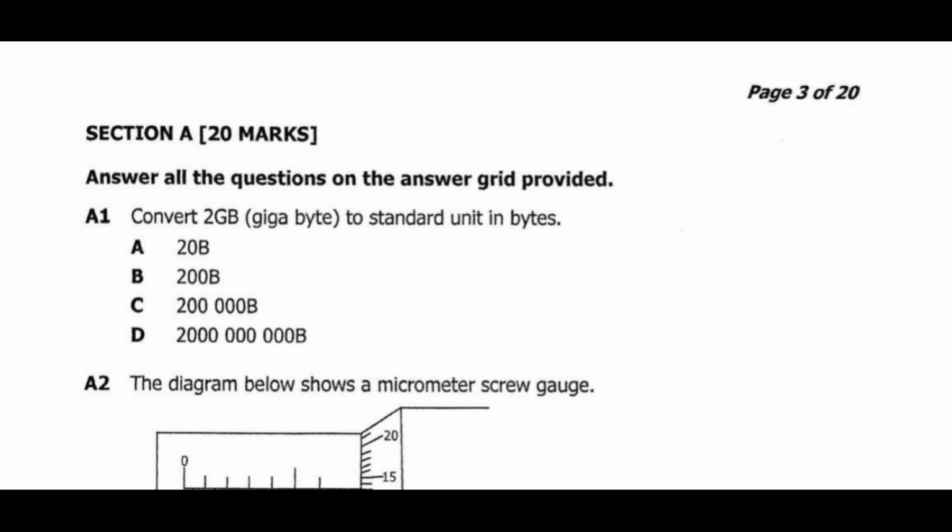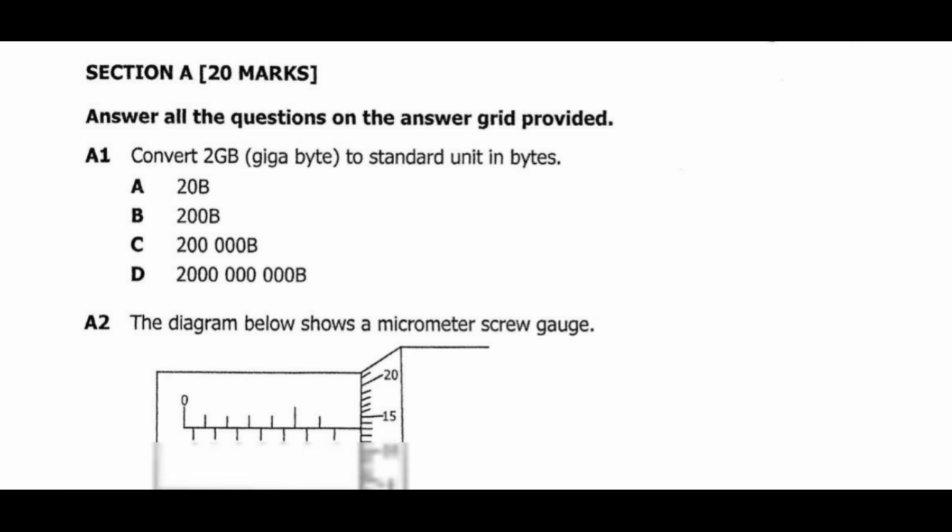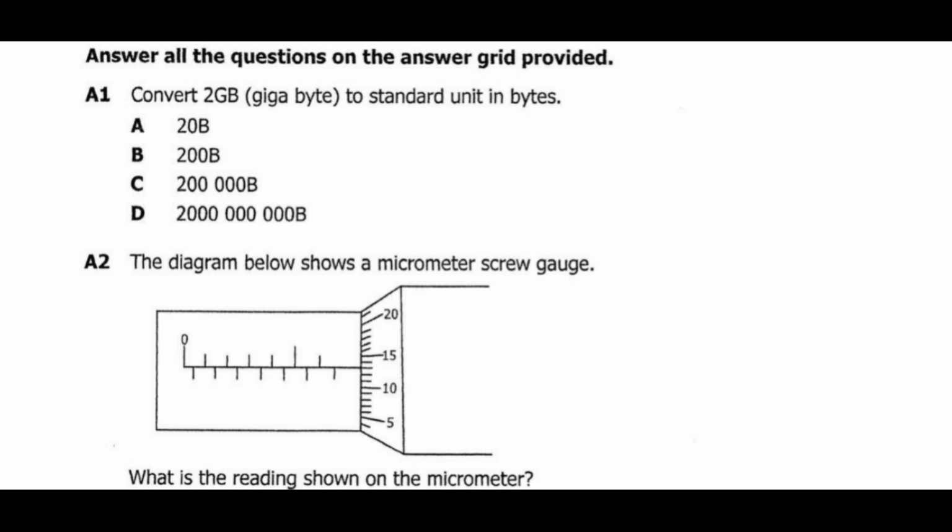Then let's look at the first question for this paper. Here, the first question is: convert 2 GB, which is 2 gigabytes, to standard units in bytes. The first thing we are supposed to do is look at how many bytes make 1 GB. So 1 gigabyte is equivalent to 1 billion bytes.